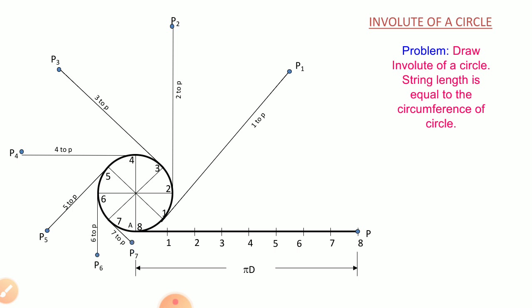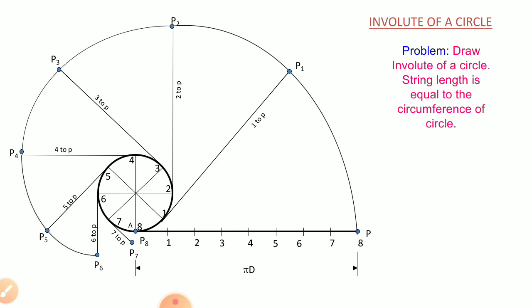Now we start with point 8 and draw the curve which joins the points P, P1, P2, P3, P4, P5, P6, P7 and P8. So here we have completed the curve, and the name of the curve is an involute.